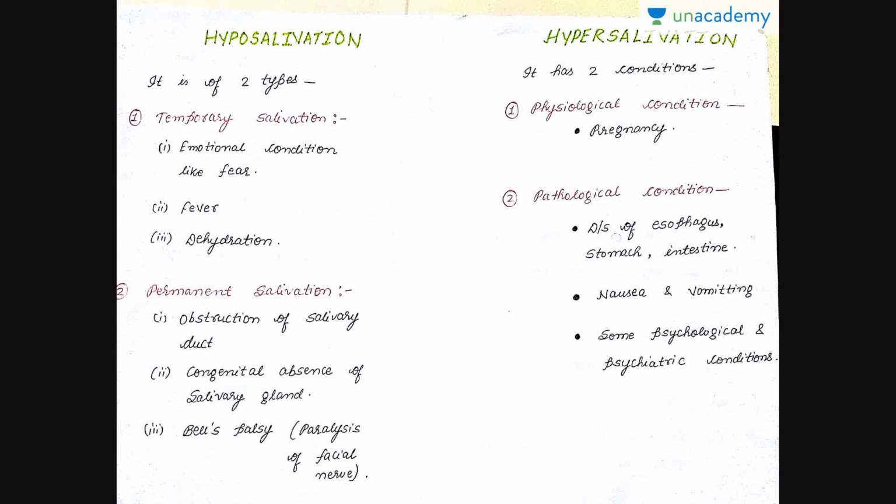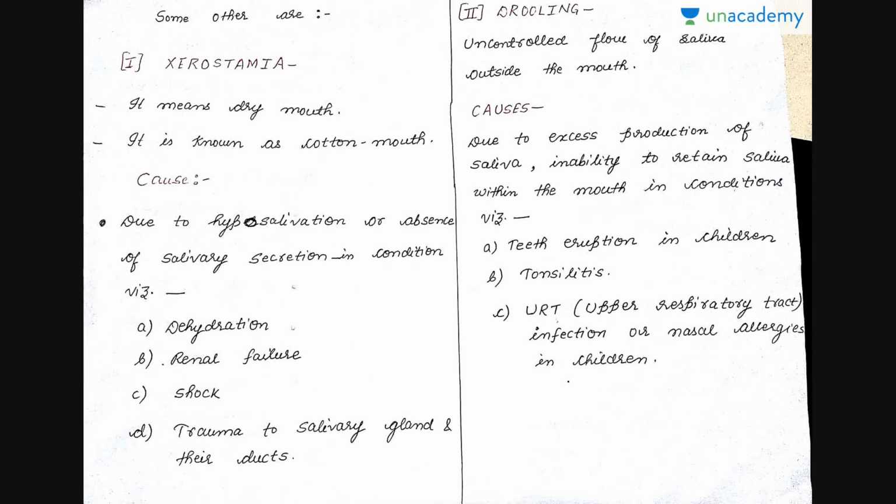Okay, in that sequence there are some more pathological conditions of saliva, that is xerostomia. Xerostomia is nothing but dry mouth, or you can also call it cotton mouth. The cause for this is hyposalivation or absence of salivary secretions in conditions such as dehydration, renal failure, shock, trauma to salivary glands and their ducts. Xerostomia takes place. The second condition is drooling.